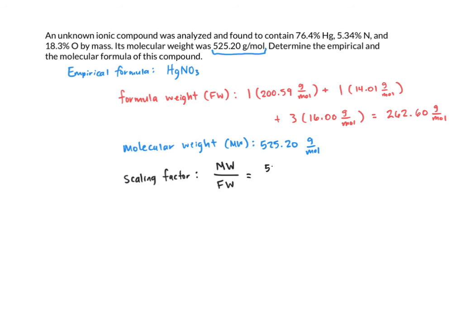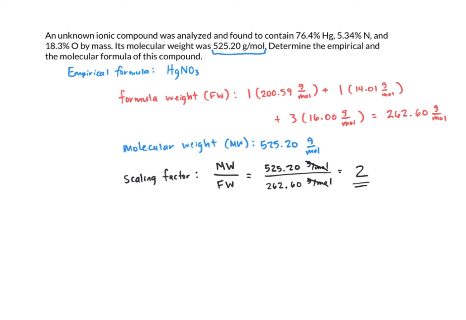For this particular example, our molecular weight for our actual substance is 525.20 grams per mole, and the formula weight of our empirical formula is 262.60 grams per mole. Units cancel out, and we end up with just a number. The number here in this case is indeed precisely a whole number. It is 2. The scaling factor tells us that our empirical formula is 2 times less massive than it should be in our molecular formula, our actual chemical compound.